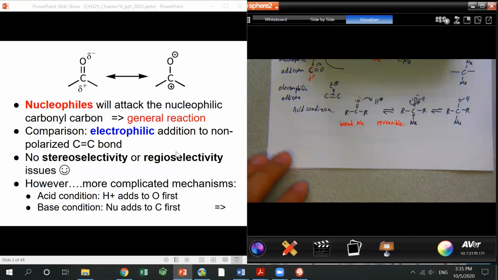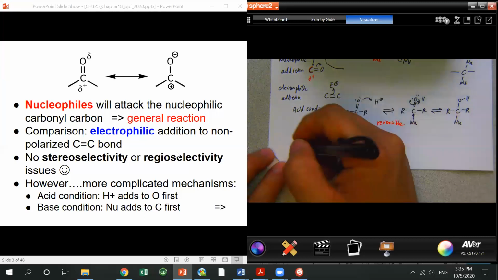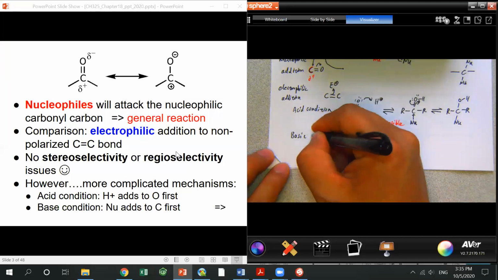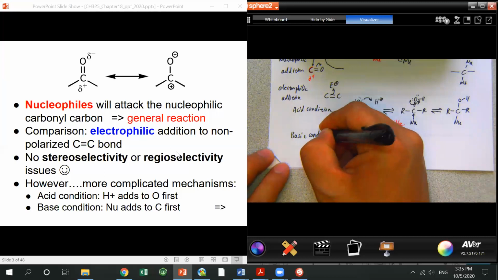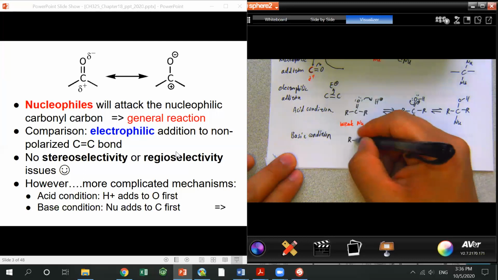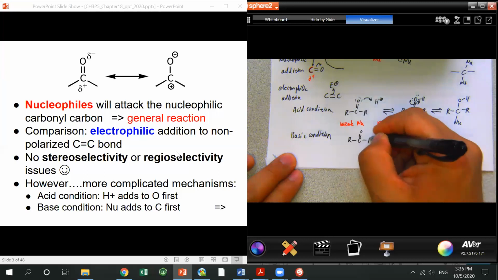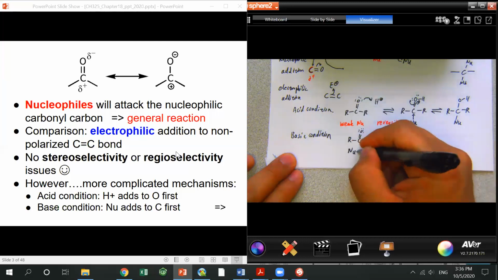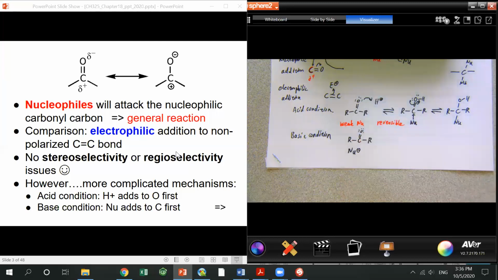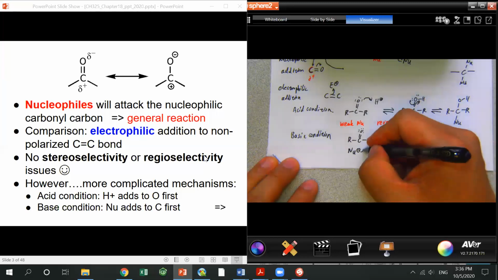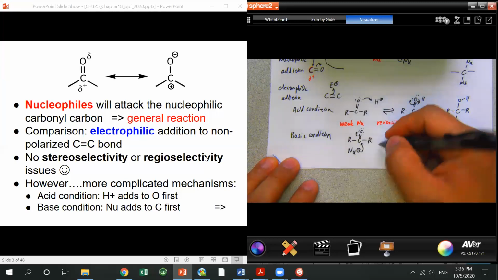On the other hand, for the basic conditions, the nucleophile is much stronger and doesn't need any help to open the double bond. The nucleophile comes in directly. So for the basic conditions, normally the nucleophile is a stronger, negatively charged one, and it directly opens the double bond.